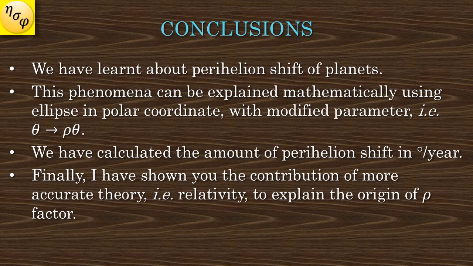In conclusions, we have learned about perihelion shift of planets. This phenomenon can be explained mathematically using ellipse in polar coordinate with modified parameter, that is theta into rho theta. We have calculated the amount of perihelion shift in degrees per year. And finally, I have shown you the contribution of more accurate theory, that is relativity, to explain the origin of rho factor.